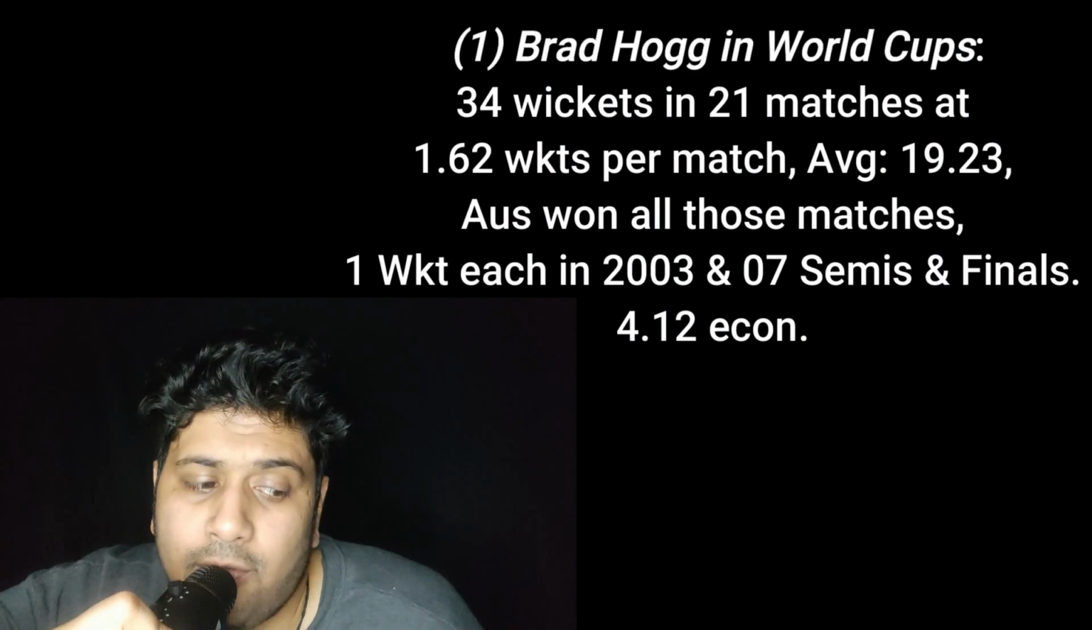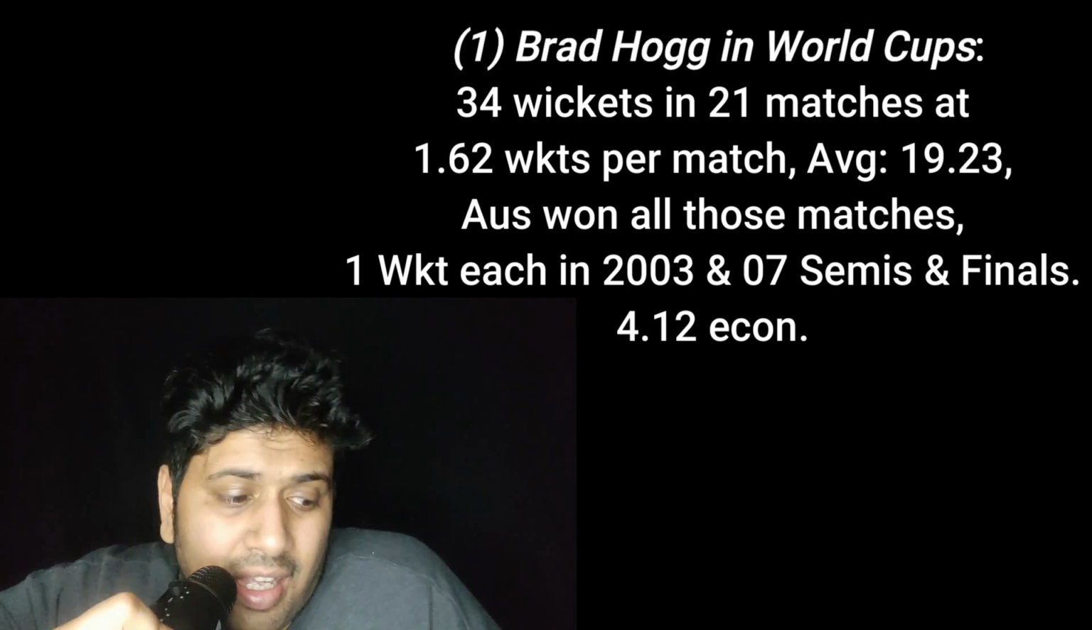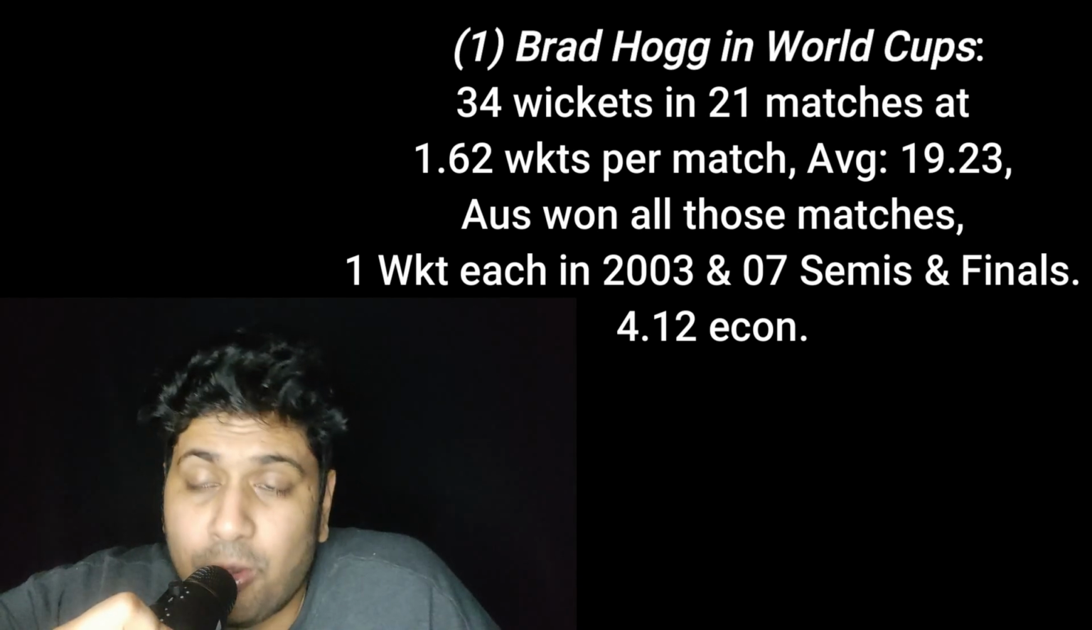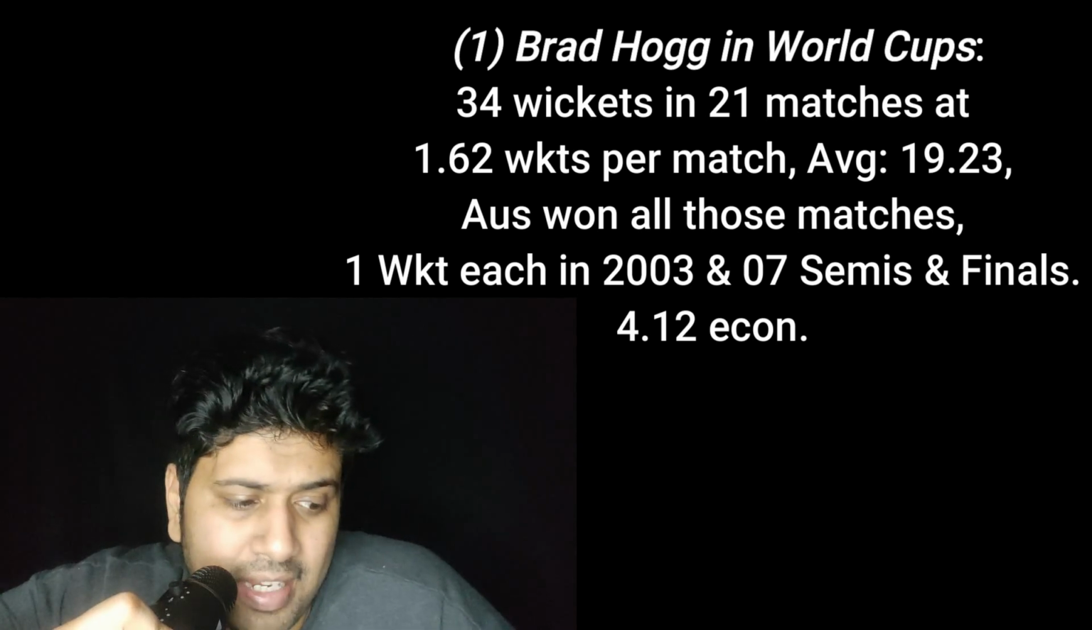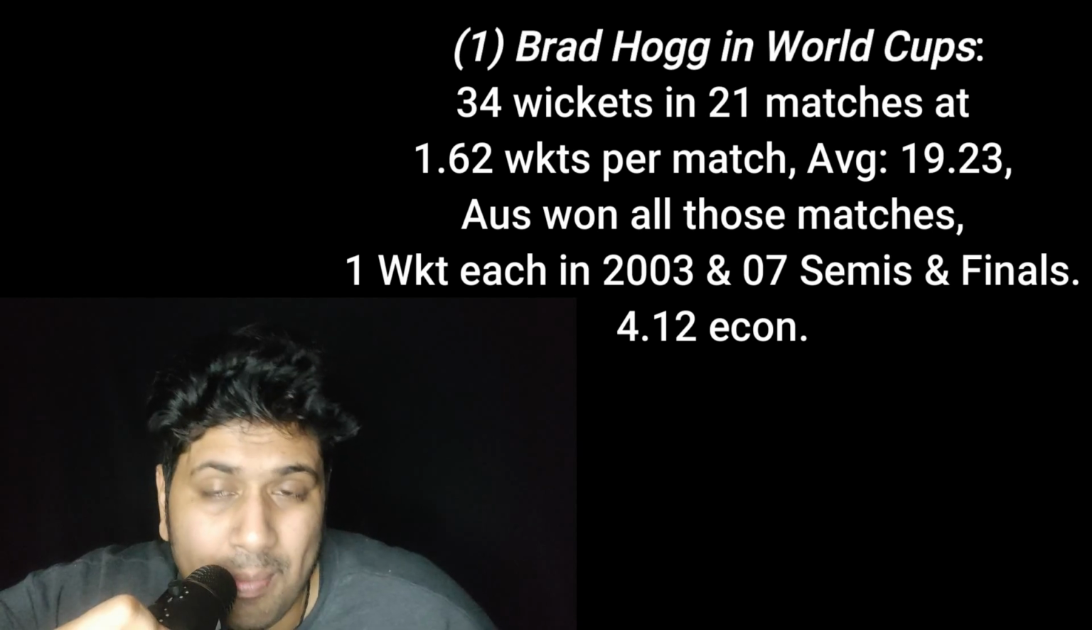Now Brad Hogg took 34 wickets in 21 matches at 1.62 per match. 1.62 means 1.62 wickets per match. His average was 19.23. That is less than 20 in those 21 matches.